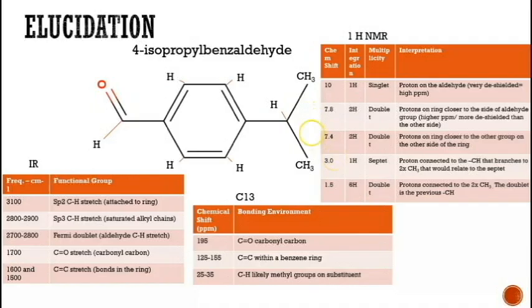So we see that there. And then finally the 1.5 is these 2 CH3s, their protons connected to the CH3s. And they're a doublet because their next door neighbor is this hydrogen right here, making a doublet. So now we have determined that the final outcome is 4-isopropyl benzaldehyde, and that is my combined spectral problem.